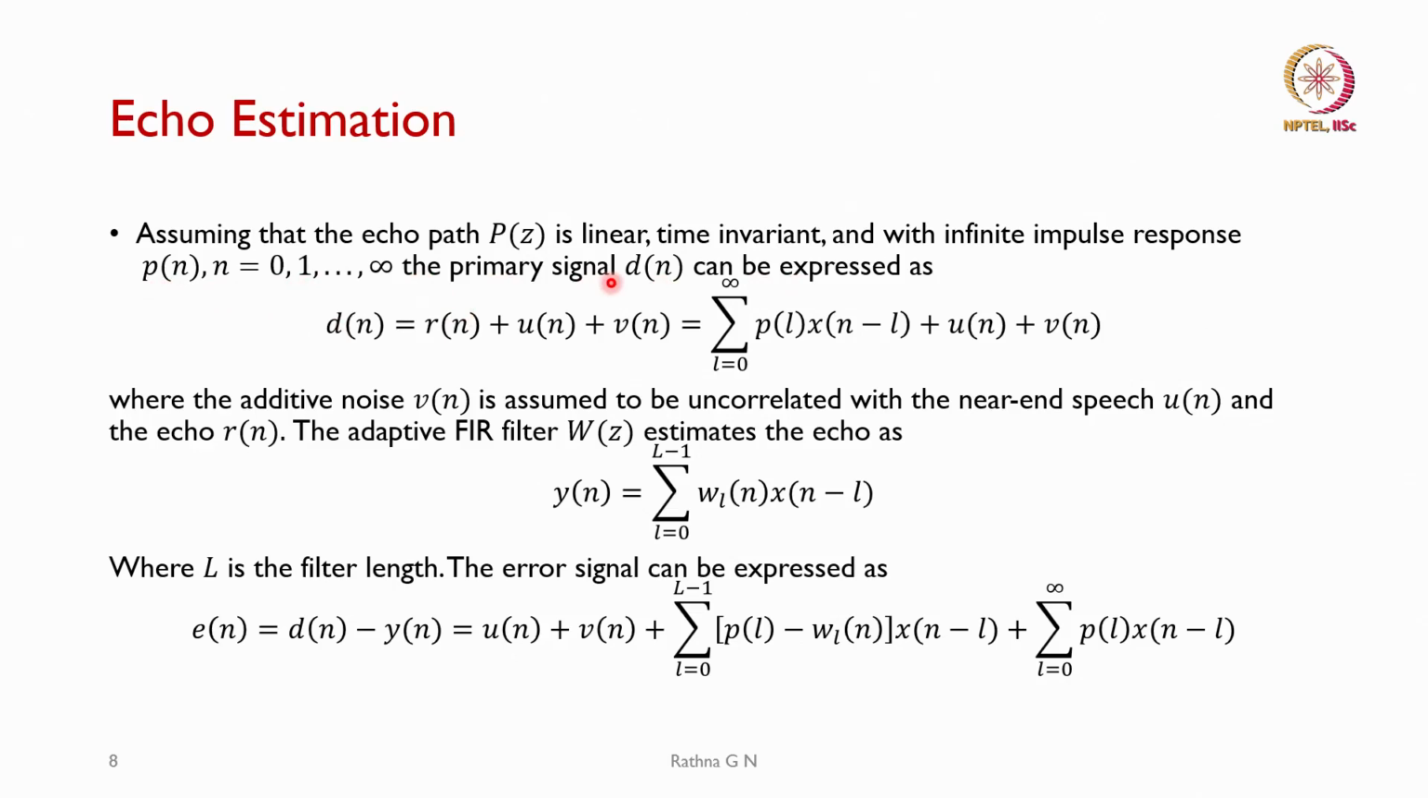The primary signal d of n in that case can be expressed as r of n plus u of n plus v of n, which is given by this equation. We call v of n the additive noise, which is uncorrelated with the near end speech u of n, and the echo is r of n. So, when you substitute, this becomes the sum of p of l times x of n minus l, plus u of n plus v of n.